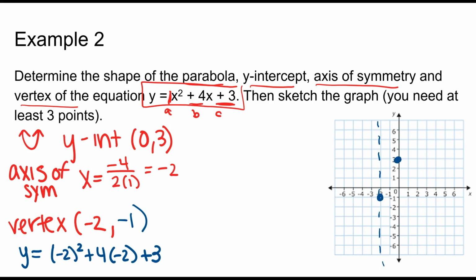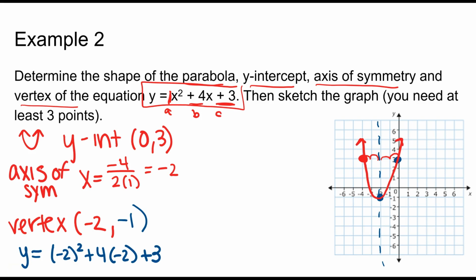Now here's the cool thing. Once we have our axis of symmetry, we can use mirroring to graph the other point. So we know that this is 2 away from the axis of symmetry, so there's going to be a point 2 away right there. And then we connect it with a parabola.